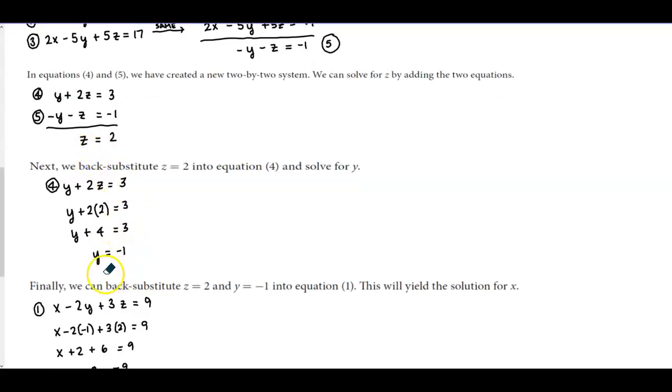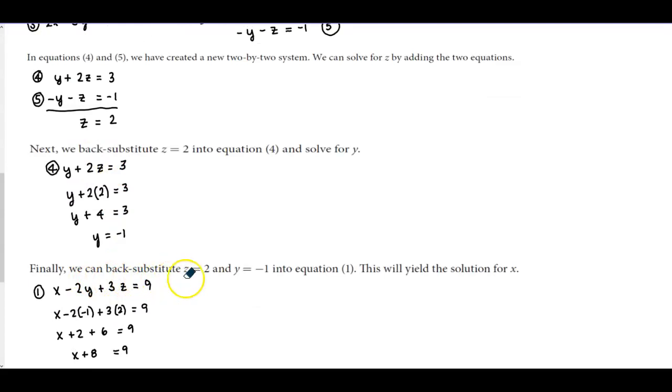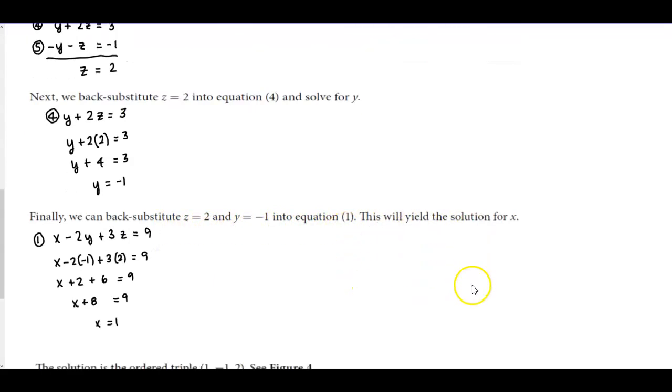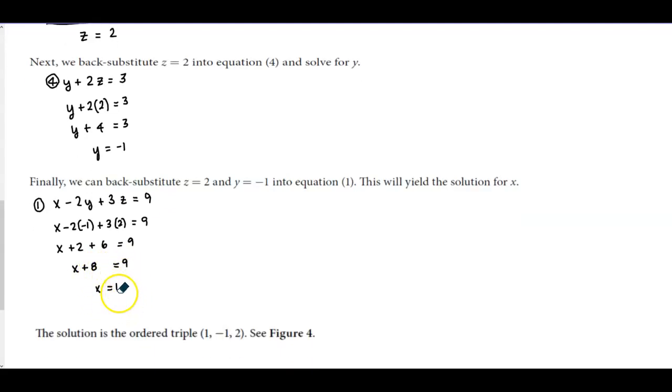Now that we have z and then y, we can then back substitute where z is equal to 2 and y is equal to negative 1 into equation 1, and this will yield the solution for x. So we have x minus 2 times negative 1 plus 3 times 2, which is equal to 9. So we get positive 2 plus 6, which is 8. So x plus 8 equals 9. Subtract 8 from both sides. 9 minus 8 is 1.